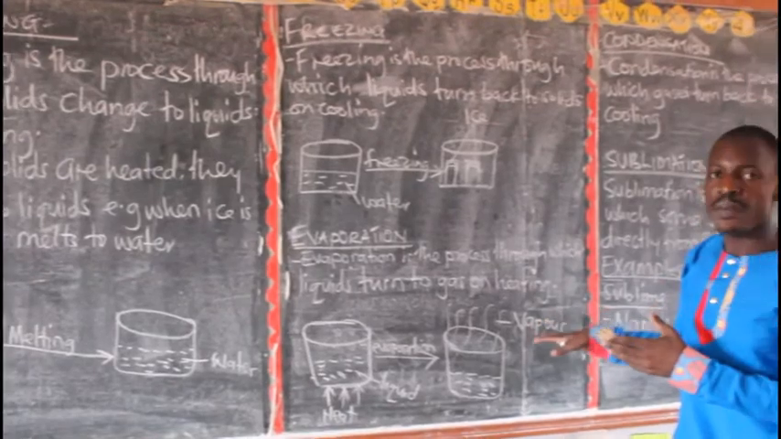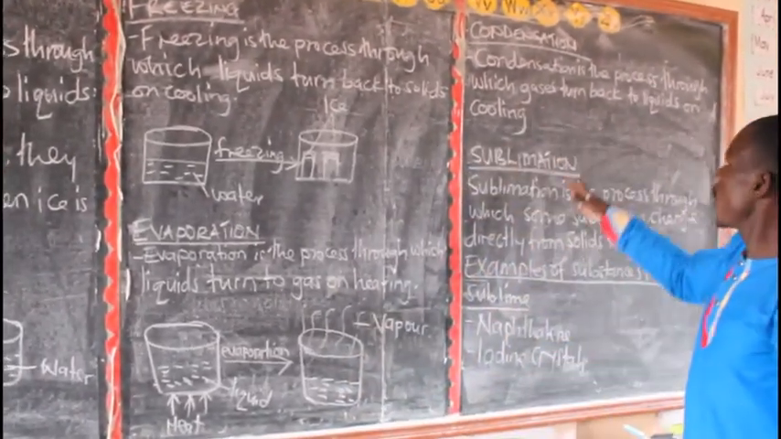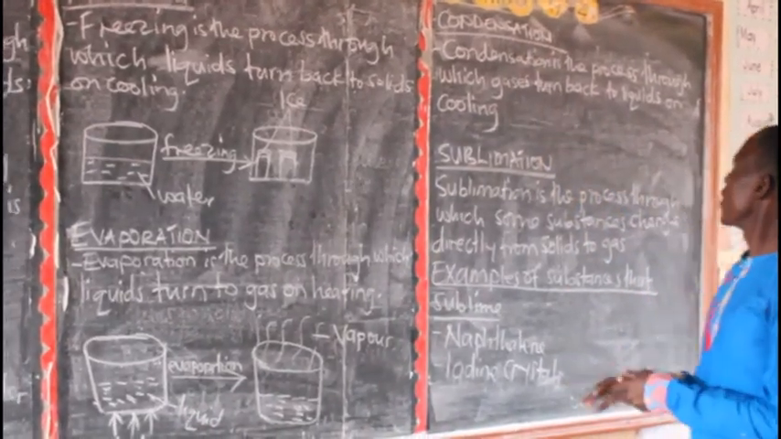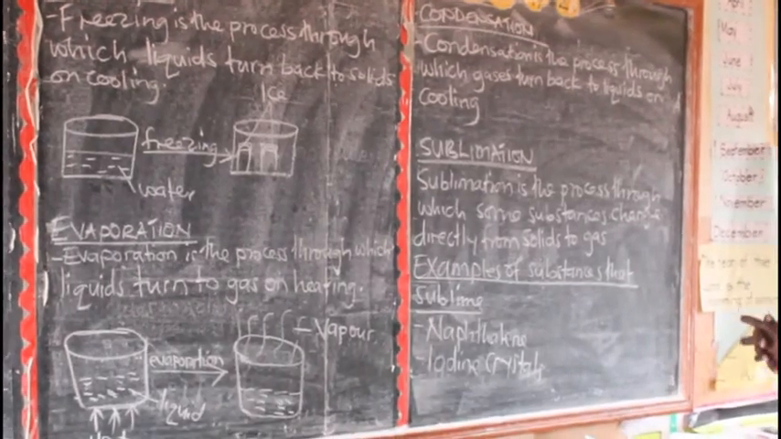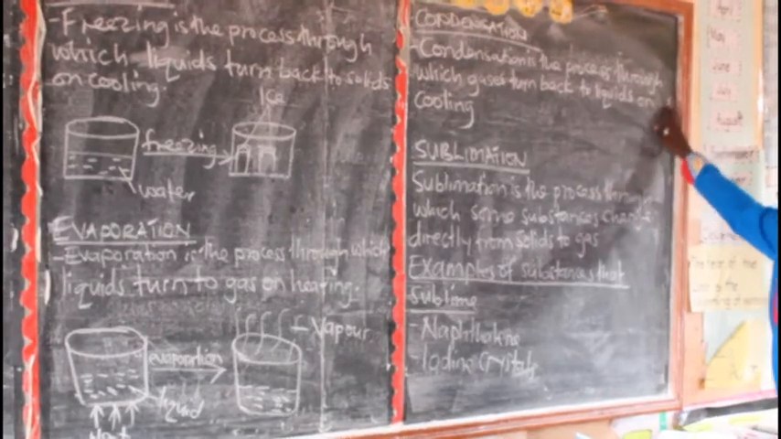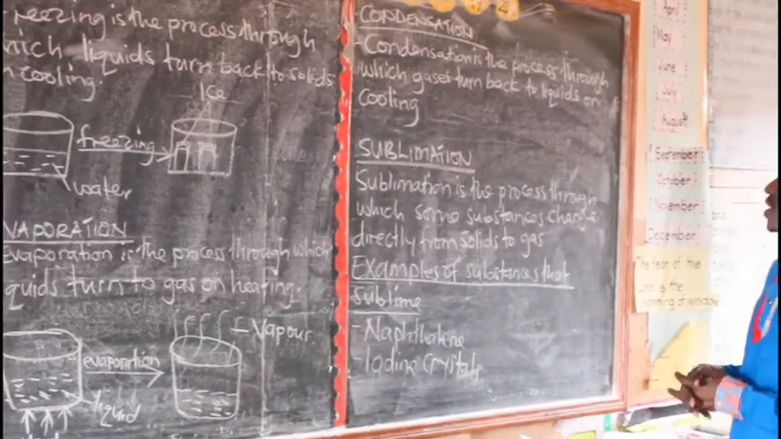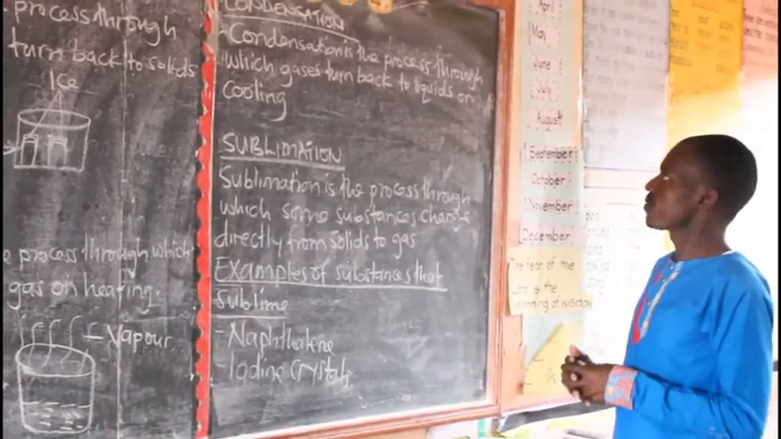So this is the vapor that comes as a result of evaporation. Then we have condensation. Condensation is the process through which gases turn back to liquids on cooling. Are you together? Process through which gases turn back to liquids on cooling.